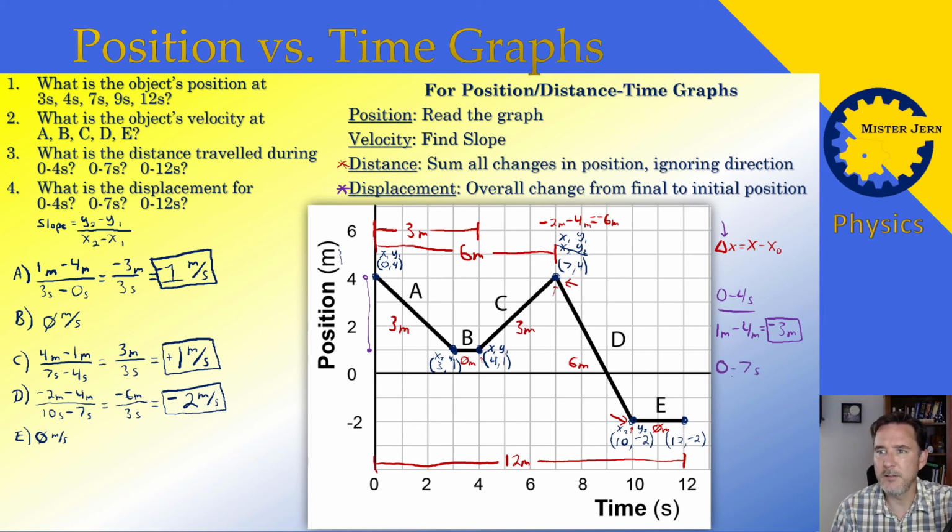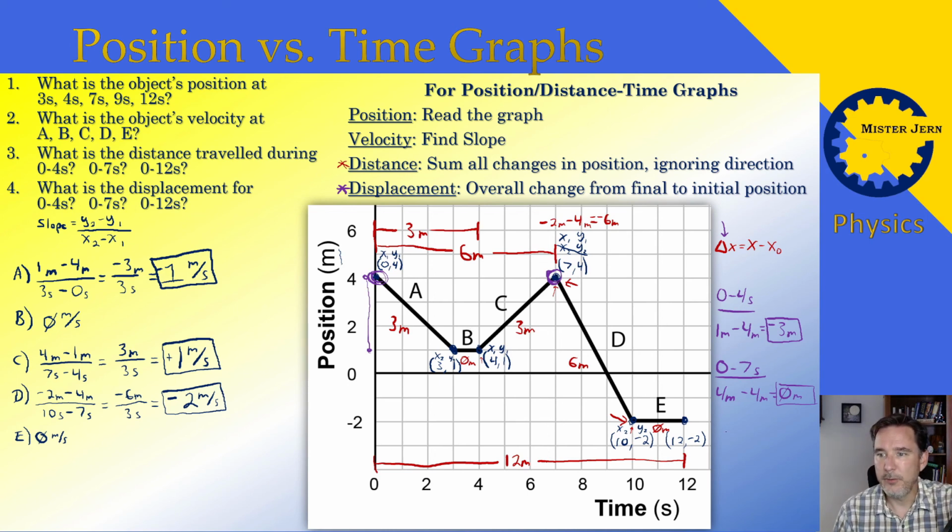From 0 to 7 seconds, once again, at 7 seconds, where was it? It ended up at 4. At 0 seconds, where it started from, it was at 4 meters. And so the total displacement is 0 meters, which again makes sense, because if you look at the graph, we started out here at 4, and 7 seconds later we ended up right where we started from. So your overall change from final to initial position has been 0.